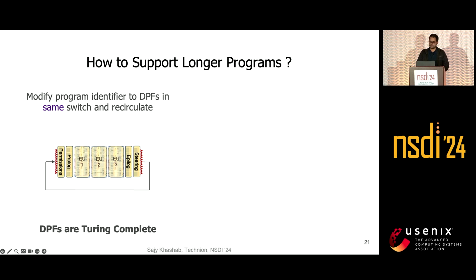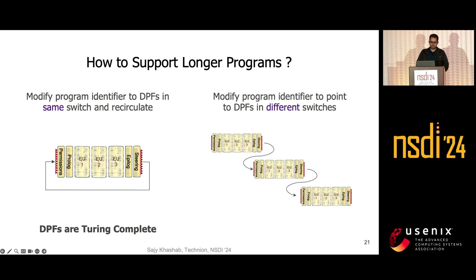In this sense, DPFs are Turing-complete, so we can, in principle, implement things like bubble sort entirely in the data plane. Second way is to modify the pointer to DPFs in a different switch. This way, we can chain multiple functions, one after the other, across the network.